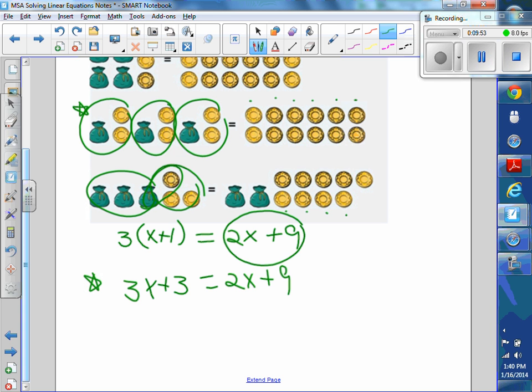So that's the new thing added in tonight. If you had trouble solving with the variables on both sides like this, watch that video from last night. And I'll post this, and then we'll do questions tomorrow. We're not going to do anything new tomorrow. We're going to keep practicing.